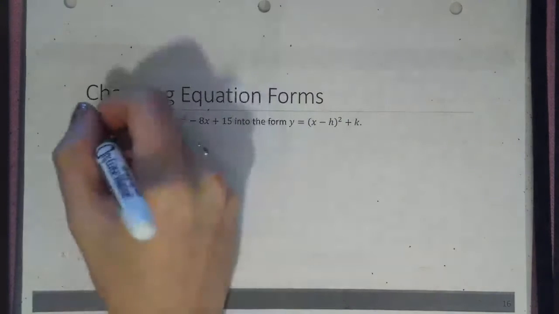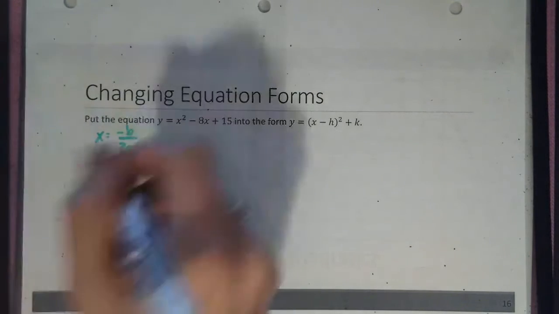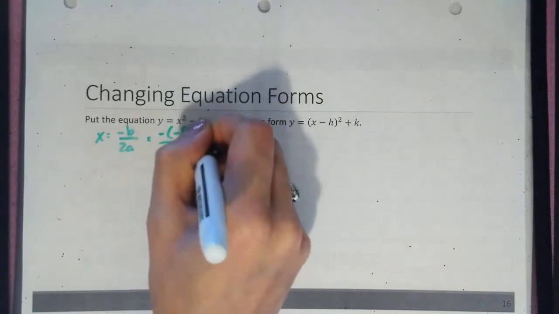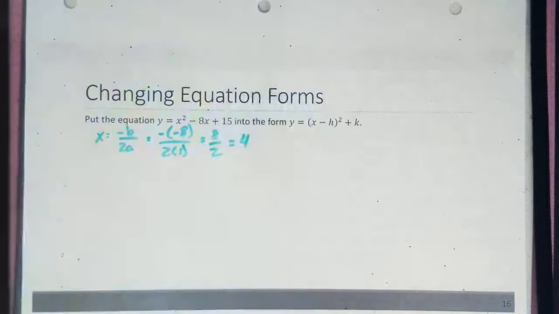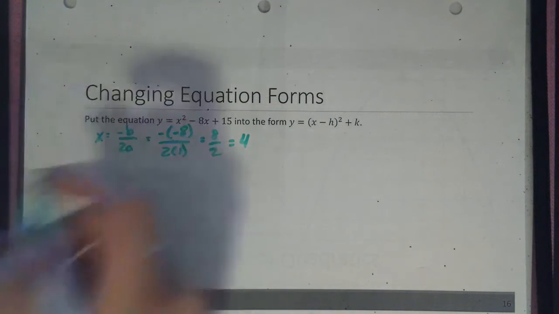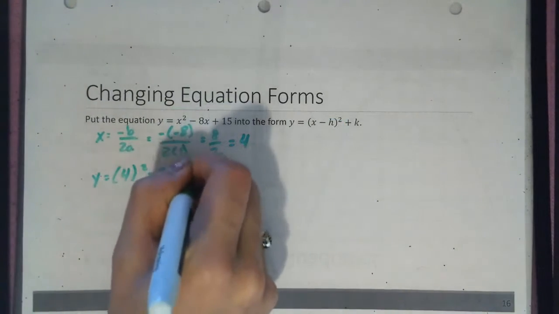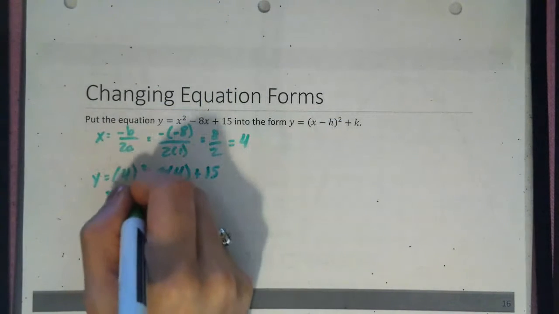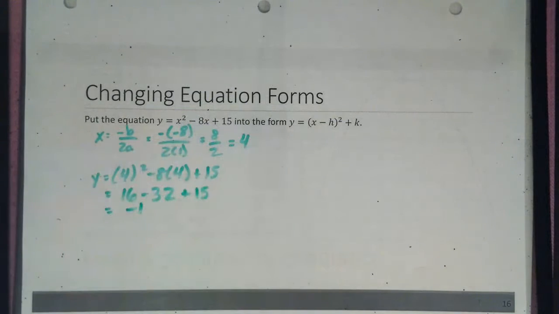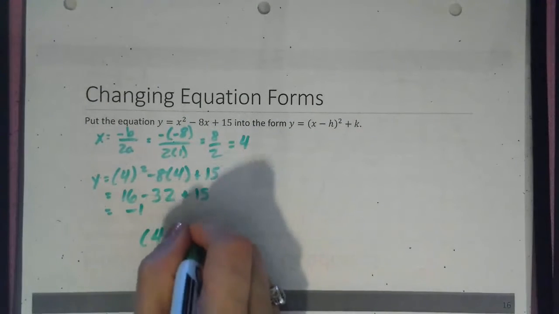My vertex is found by first finding the x value by using x equals negative b over 2a. So that will be a negative 8 over 2 times 1, and 8 over 2 is 4. Now that I have the x value, I need to find the y value. Y is equal to 4 squared minus 8 times 4 plus 15. That's 16 minus 32 plus 15, which is negative 1. So my x value is 4, my y value is negative 1.